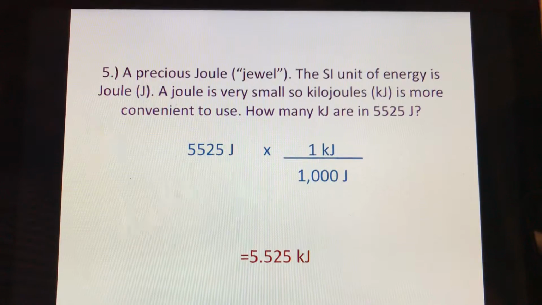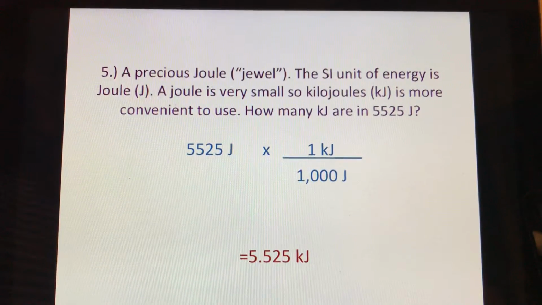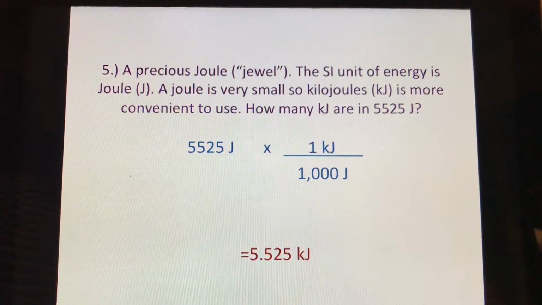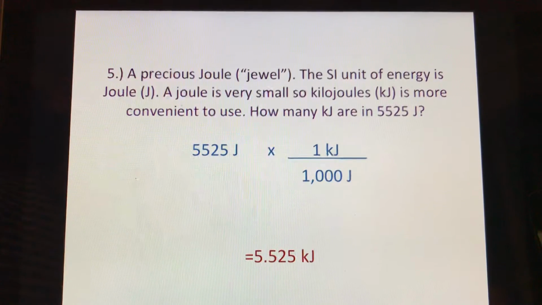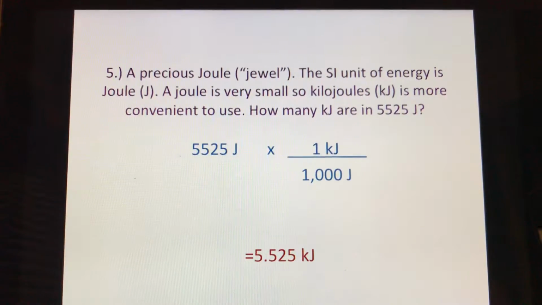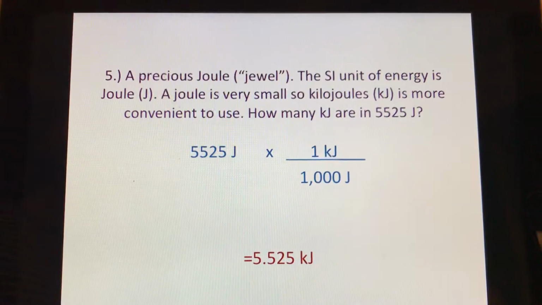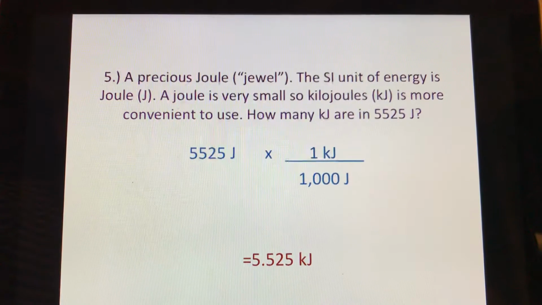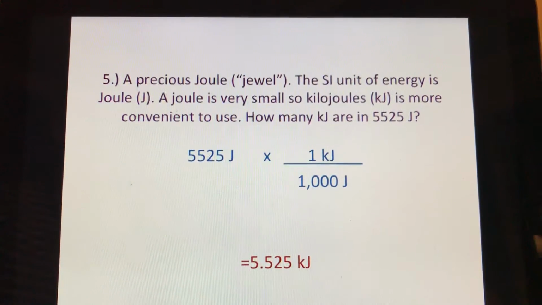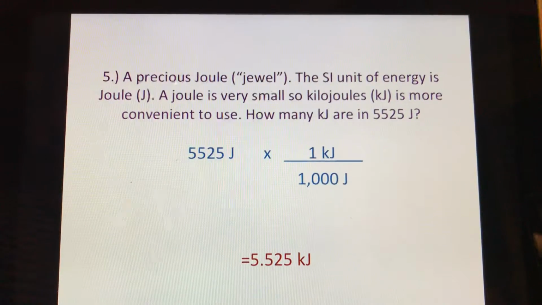Okay. For number 5, the SI unit of energy is joule. A joule is very small, so kilojoules is more convenient to use. How many kilojoules are there in 5525 joules? For that, we use the equation 1 kilojoule is equal to 1,000 joules. When you plug those in, you cross cancel the joules, which leaves us with kilojoules, and from that we get 5.525 kilojoules.